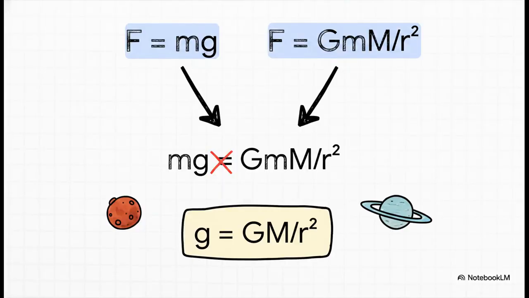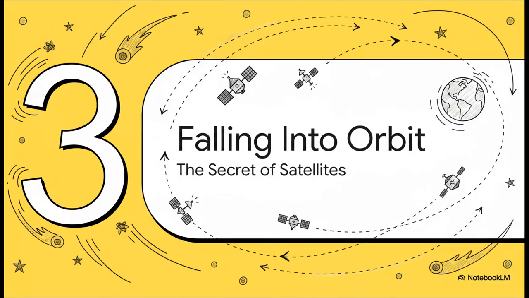And check this out. This is where it gets really cool. If you take this law and you put it next to Newton's other super famous equation, F equals ma, you can actually mash them together. And when you do, you can figure out this little g, the acceleration due to gravity. What this means is we now have a universal recipe to figure out how fast stuff falls on any planet in the universe, as long as we know its mass and its size. Pretty amazing.